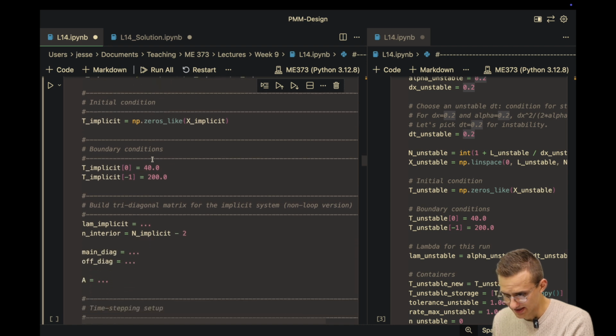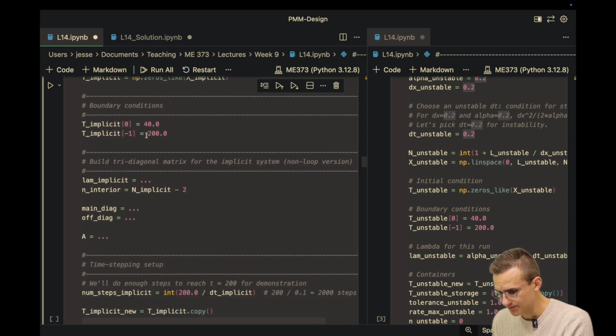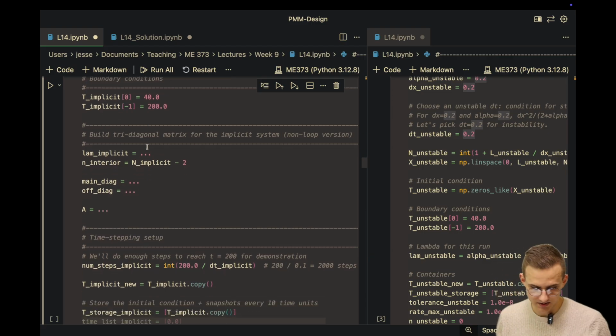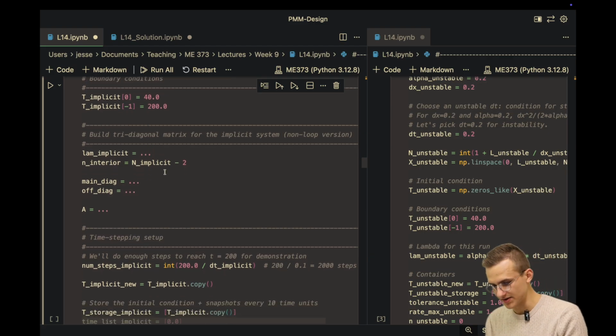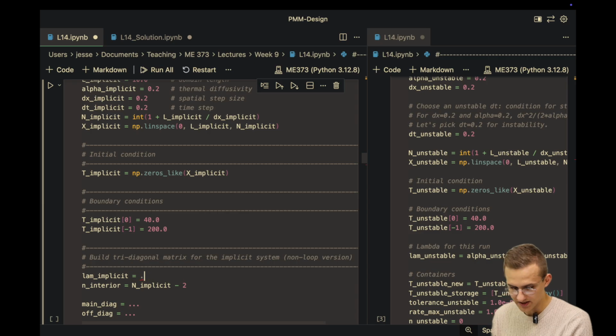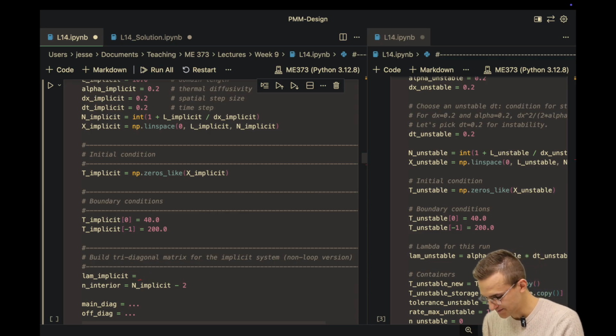T implicit, like X implicit, boundary conditions, Dirichlet. And so now comes the time to calculate our things. So remember that we defined our lambda.